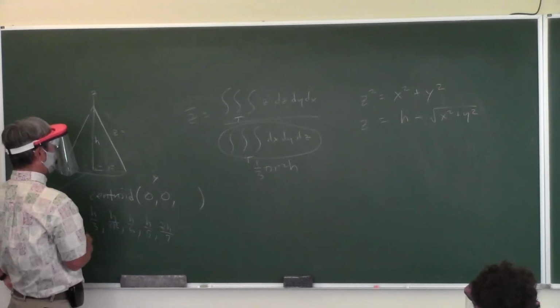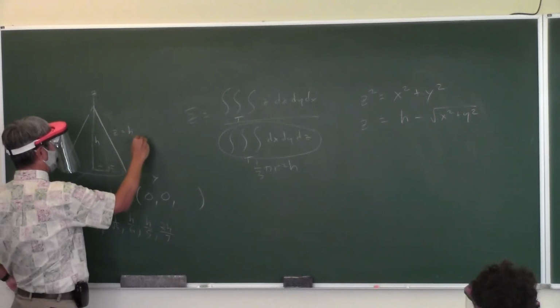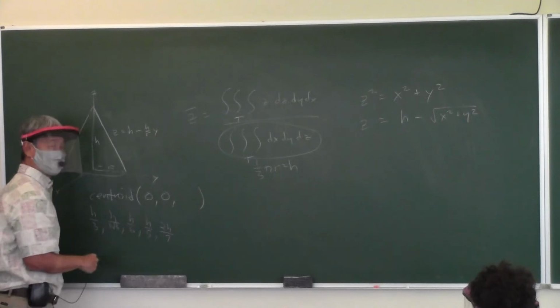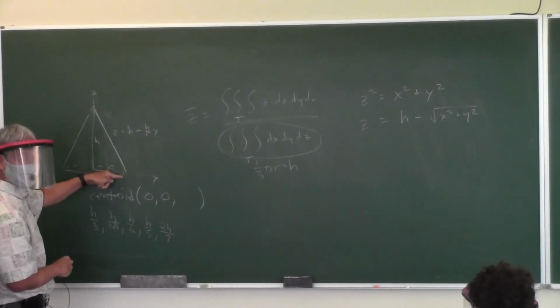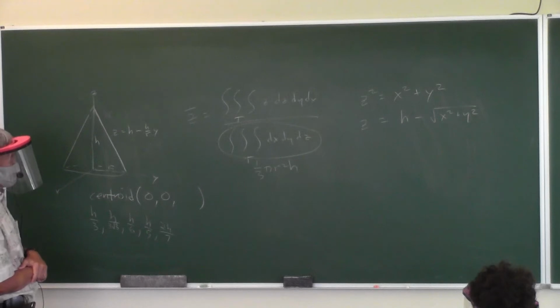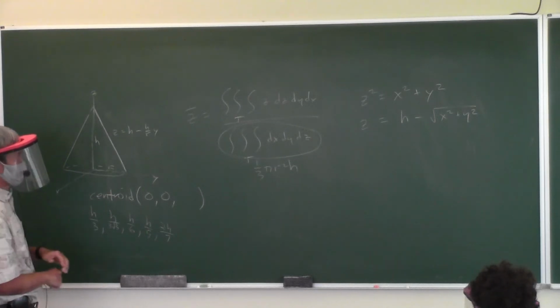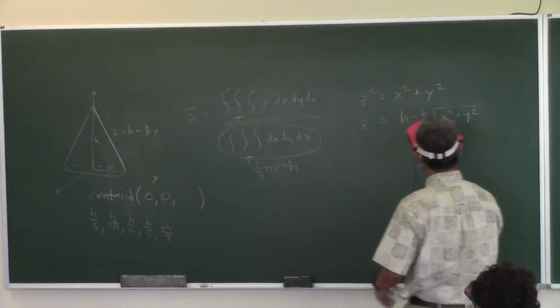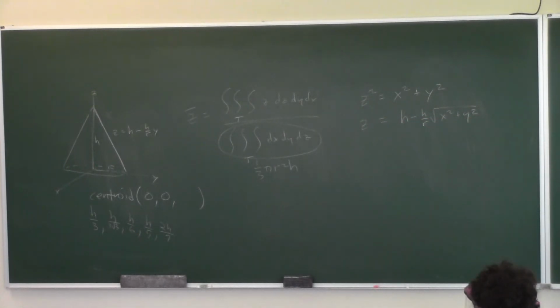z equals h minus h over r times y, because y's over run, right? Can't you just put in h over r in front of the square root? I don't know, does that work? See, this is the hardest part, you have to write the equation of the cone. Yeah, that should work. Okay, let's test it.